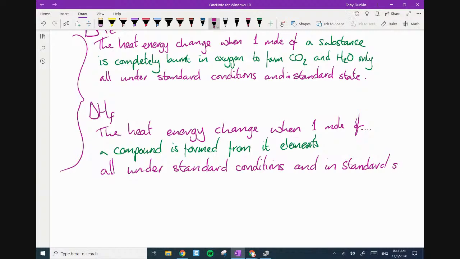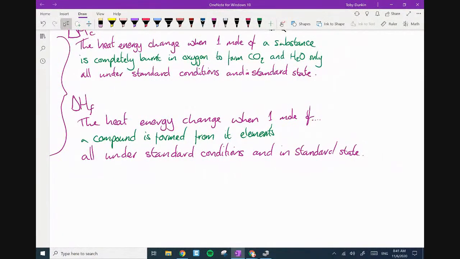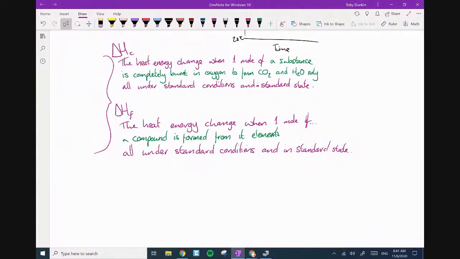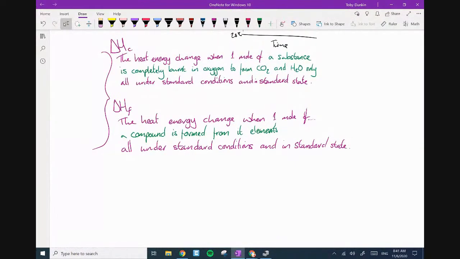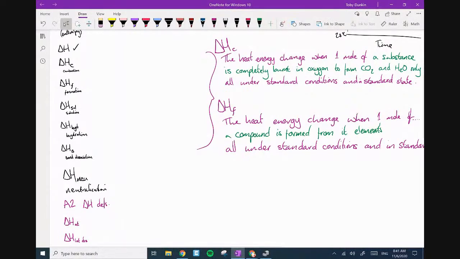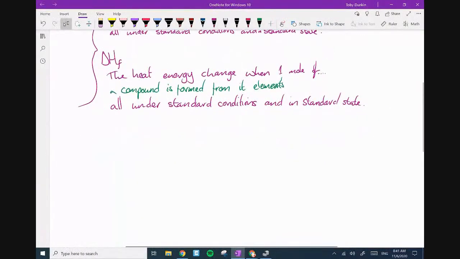Isn't that cool? There's only really one adaptation. And don't get me wrong, you need to be able to know those adaptations. But in reality, it's about a routine, isn't it? Let's do the next one. I've done combustion, done formation. Okay, solution.